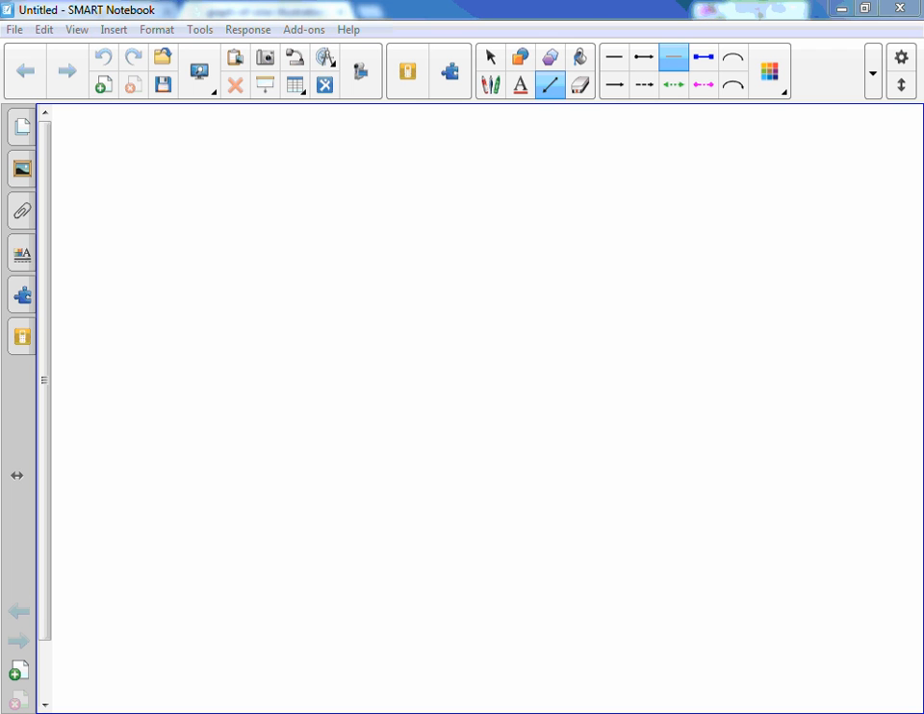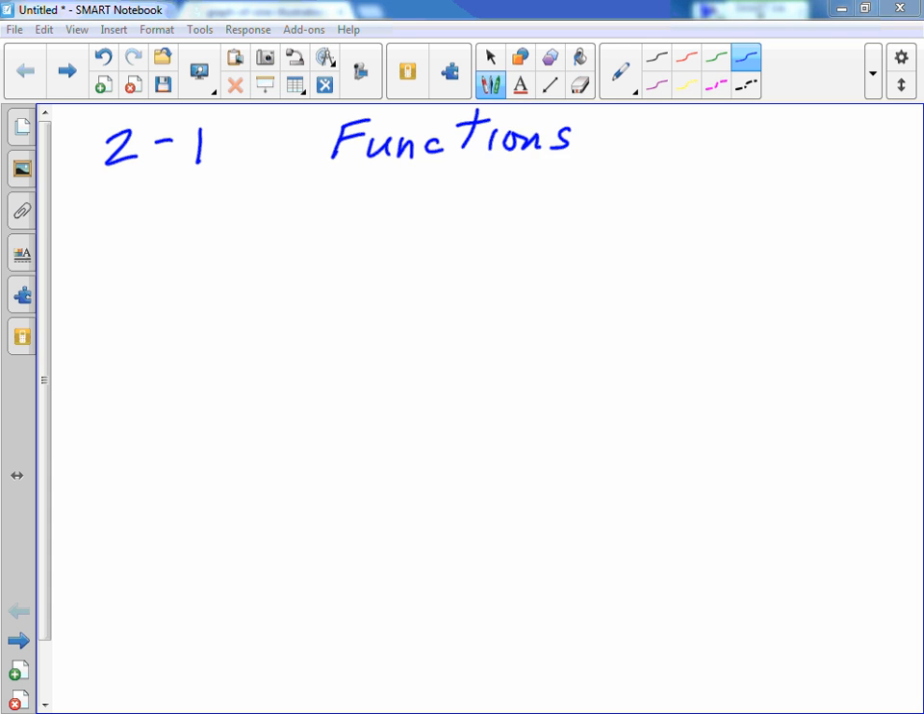Welcome everybody. So we're going to do some notes on 2-1 functions. And you probably dealt with these a little bit during Algebra 2. The one thing you may not have dealt with in Algebra 2 is function notation. We're going to talk about that. We're going to talk about the concept of the function as a machine.